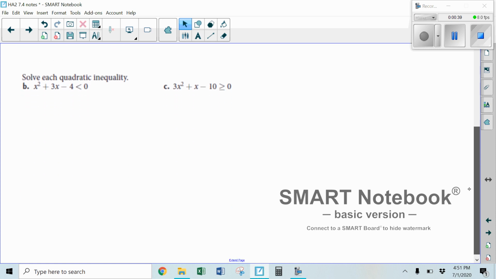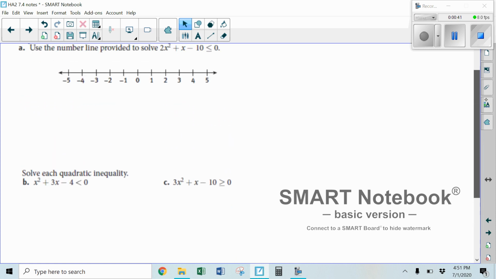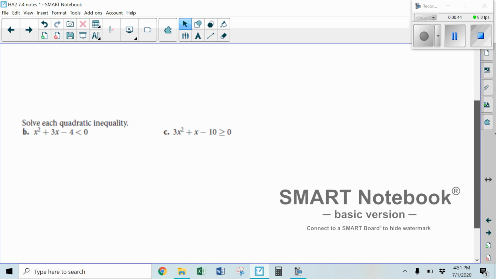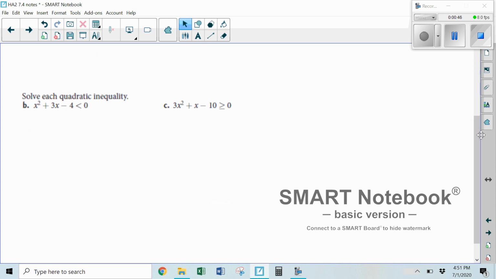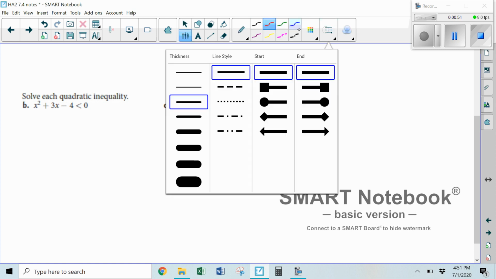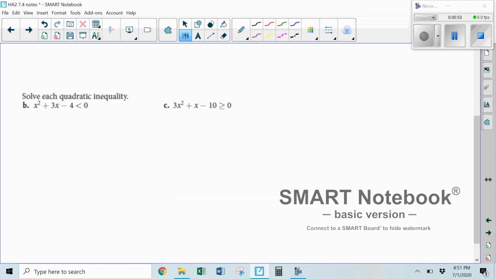It says solve each quadratic inequality. You'll notice part A, which we skipped for now because it's similar. There's a number line. We're going to have a number line in ours. First thing that I want you to do is factor. So go ahead, factor the left side. You should get x minus 1, x plus 4. Once you're done with that, we're going to make our number line.